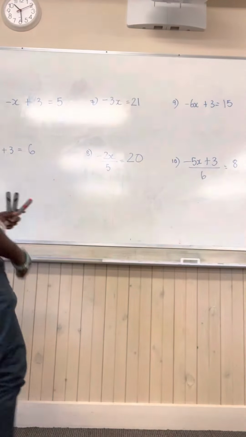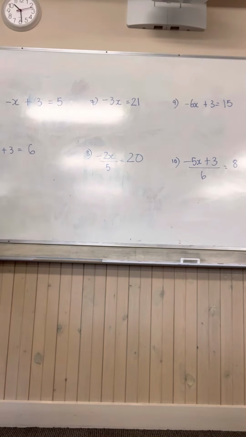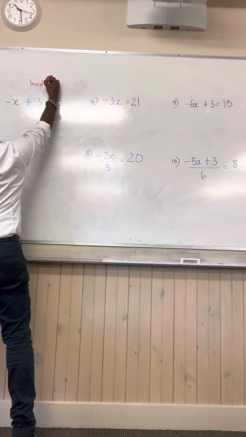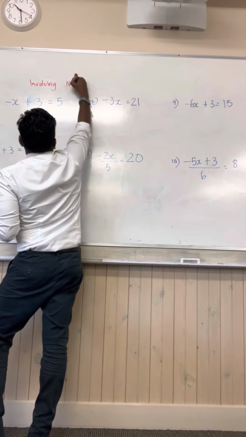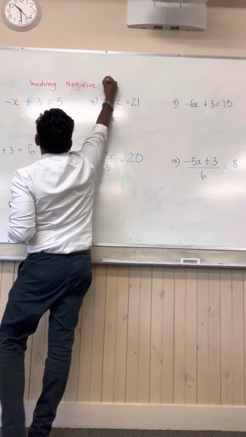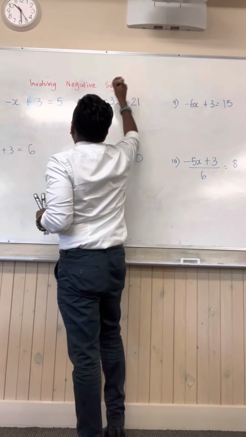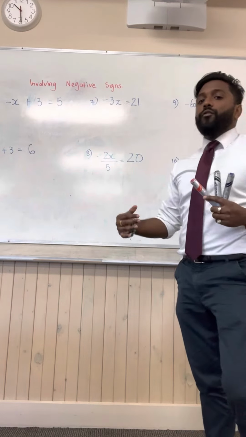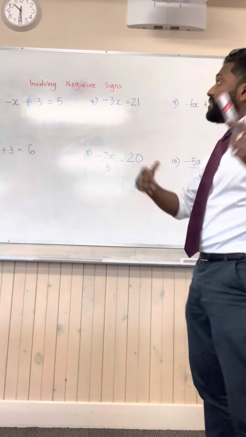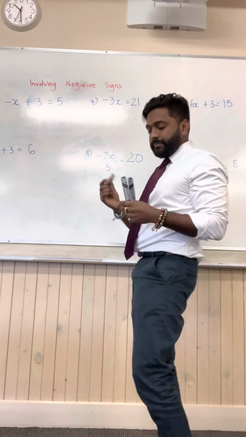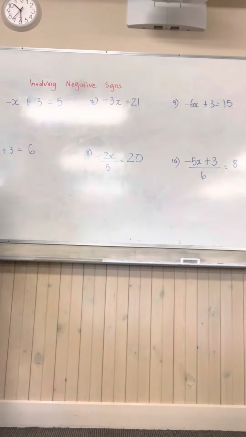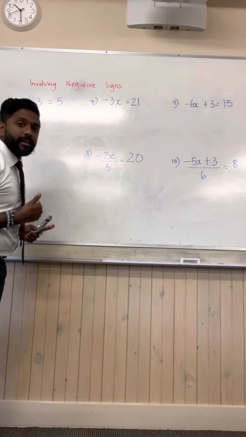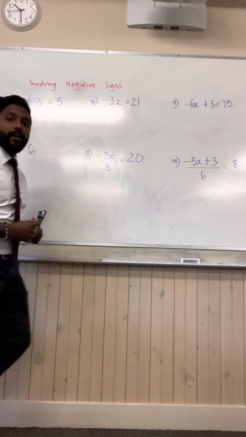Okay, so going on to the next question. This is like the harder questions. It's involving negative signs, and you're going to solve your linear equations that involve negative numbers. So in this situation, you've got negative x plus 3 is equal to 5. How are we going to do that?